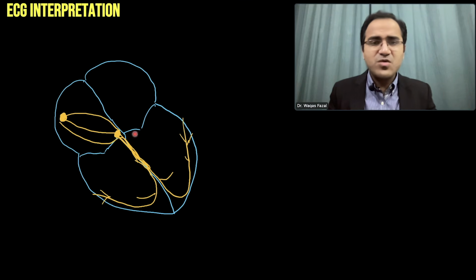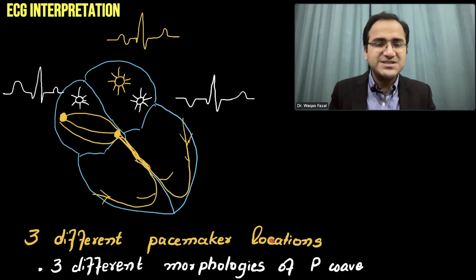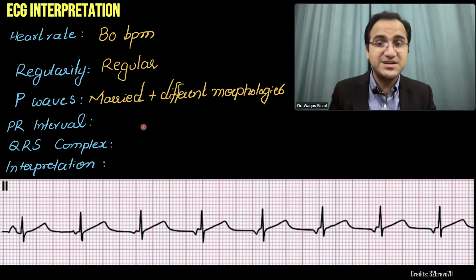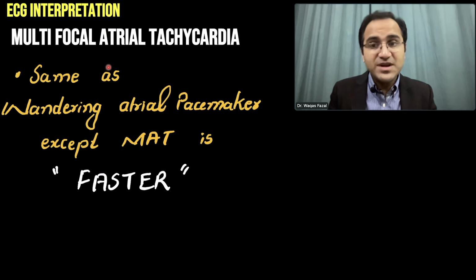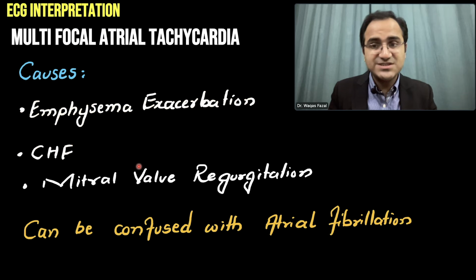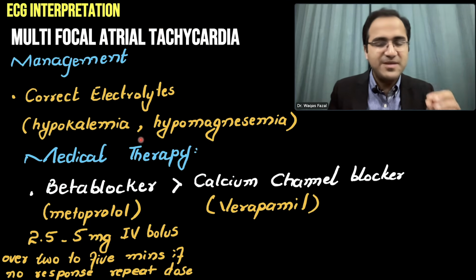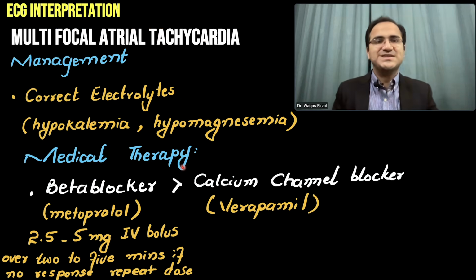Now we talked about what wandering atrial pacemakers are, the 3 different pacemaker locations, the causes of wandering atrial pacemakers, and that the heart rate is normal. Then we talked about multifocal atrial tachycardia, which is the same as wandering atrial pacemaker, but it is faster, the causes, and then we solved the ECGs and had a brief talk about the management.